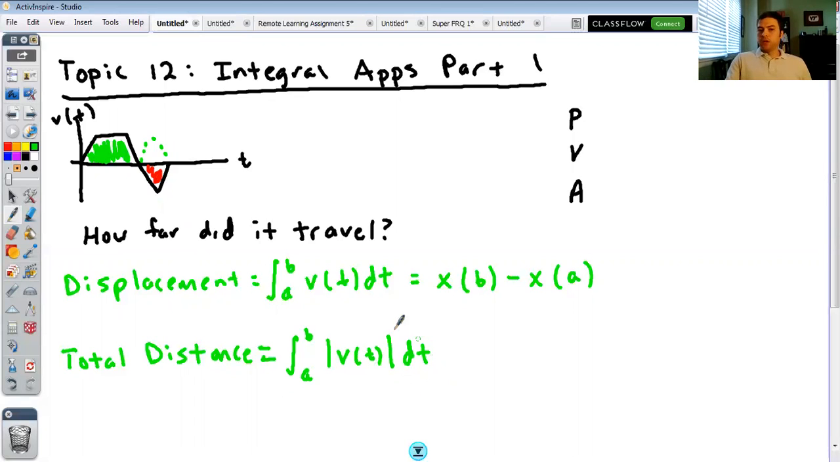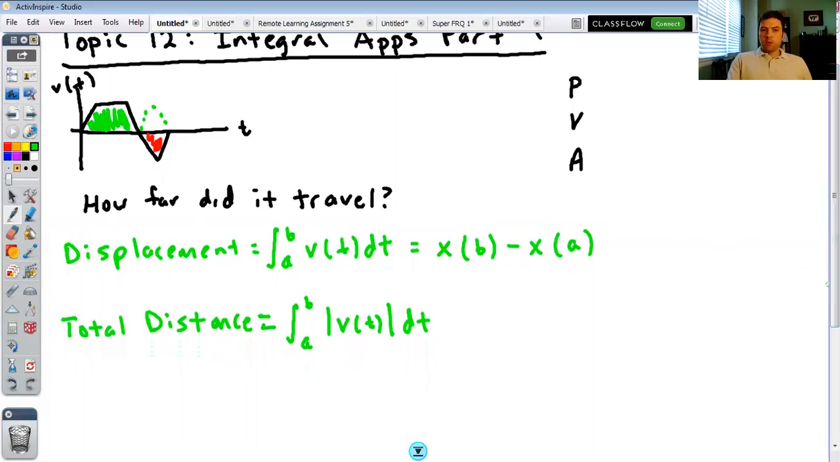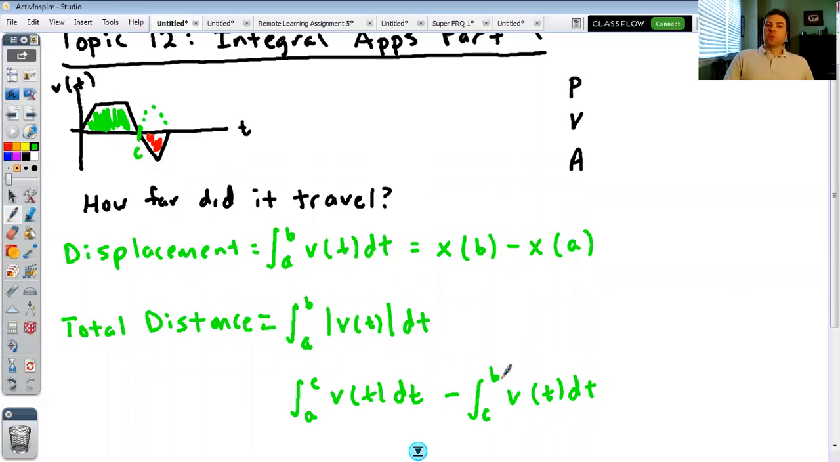Now, doing this in a calculator is simple. You can just type this in the way it's written. Doing it without a calculator requires you to do a little bit of work. We need to figure out first, when does it stop? So let's say that this time is time C. So if I were to evaluate this by hand, I would need to take the integral from A to C. That would give me my change in position up until that point where I change direction. And then I would subtract the integral from C to B of velocity. So subtracting that negative part will make it positive, and this will accomplish the same thing that the absolute value integral does right here. So if you're asked to do this by hand, this is the way to go.